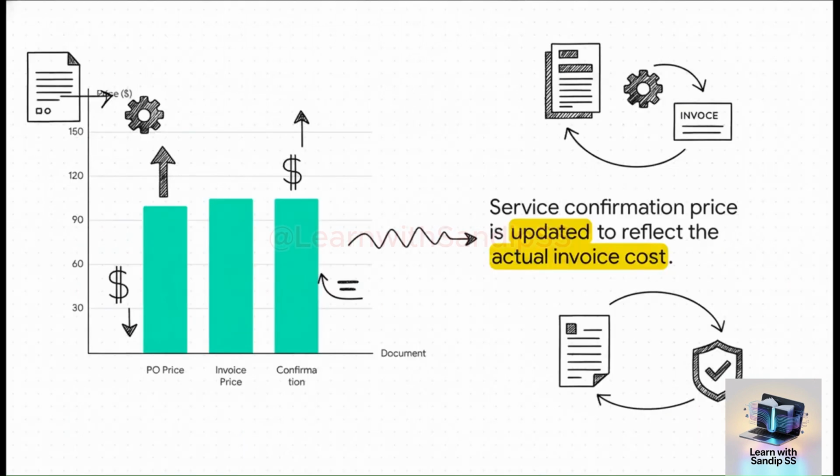This simple chart shows that flow perfectly. We start out with the PO price in our confirmation. Then the invoice lands, giving us the true actual cost. The system then automatically updates that service confirmation, making sure it reflects the most accurate cost possible before you even think about billing the customer.